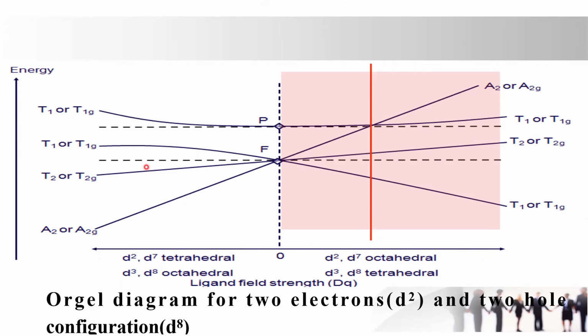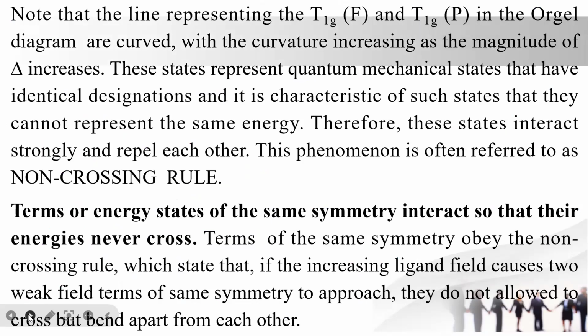In the case of D2, D7 octahedral, there is no similar state, so they cross each other. But in the case of D3, D8 octahedral, there are two terms, that is T1G from the F orbital and T1G from the P state. So the same states do not cross each other, they move away from each other, they bend away from each other. That is called the non-crossing rule.